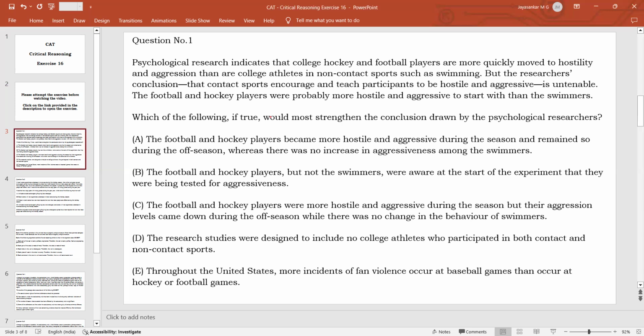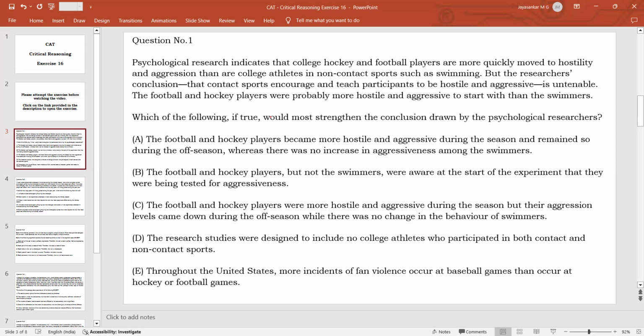And the author's conclusion is that the researchers' conclusion is untenable, meaning unacceptable. So why does the author say that it need not be true? The author says that the students who show aggression after playing football, hockey, etc., might have been aggressive even from the beginning, even before playing the contact sports. So just because they are showing aggression after playing the sports, you cannot say that it is because of the sport they are playing that they have become aggressive. This is the author's conclusion.